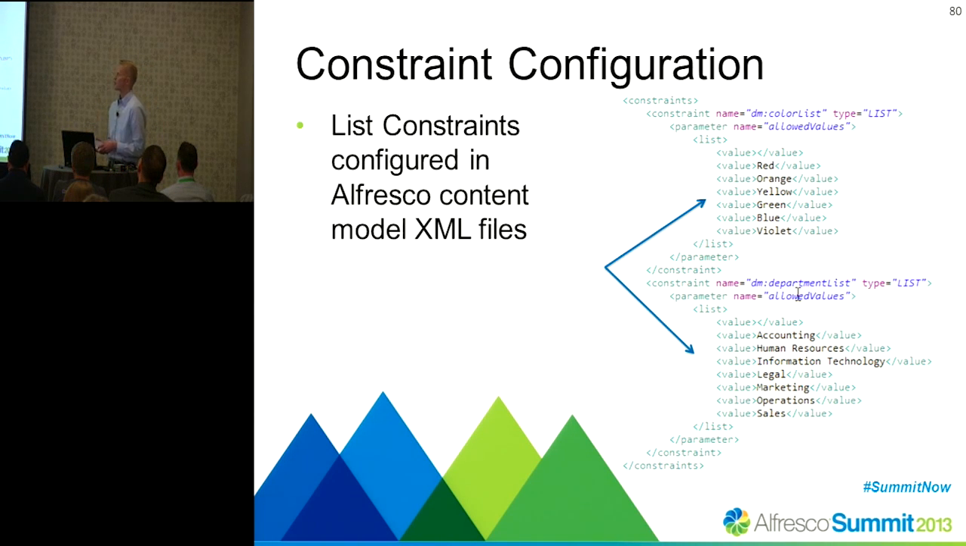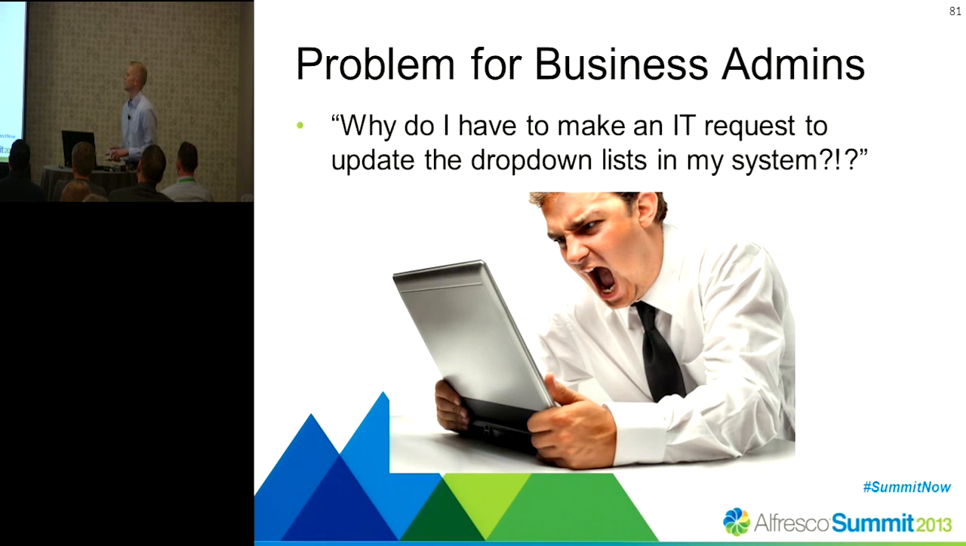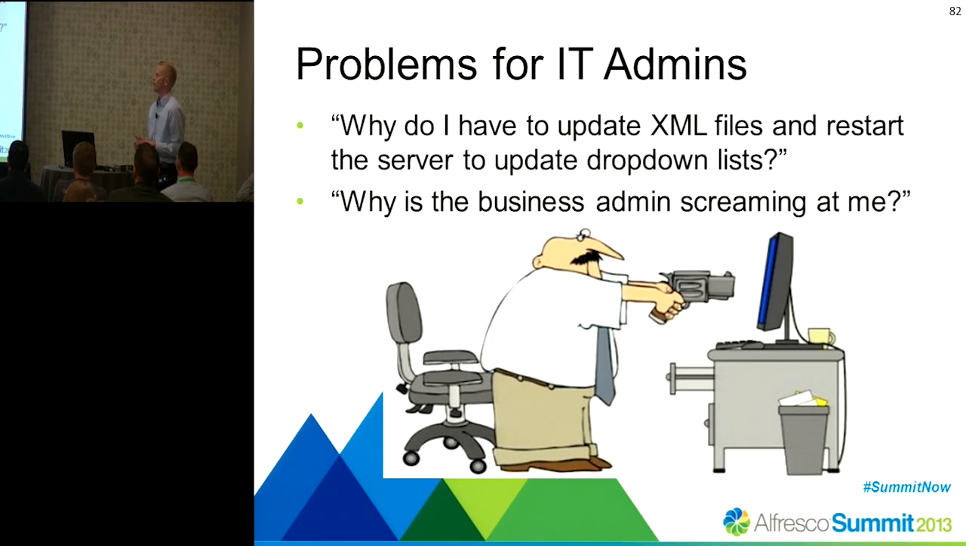This raises a couple of problems. First of all, business admins: why do I have to make an IT request just to modify the values in my drop-down list? Similarly, our friends in IT also have a problem: why do I have to code XML files and restart the Alfresco server in order to make changes to drop-down lists? And also, why are the business users calling and screaming at me?